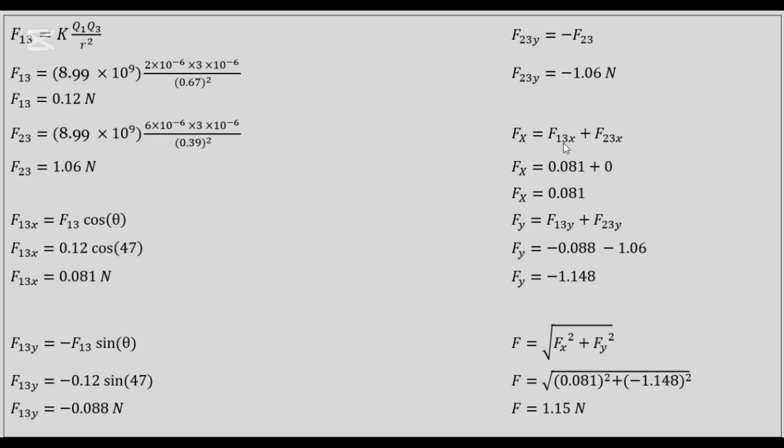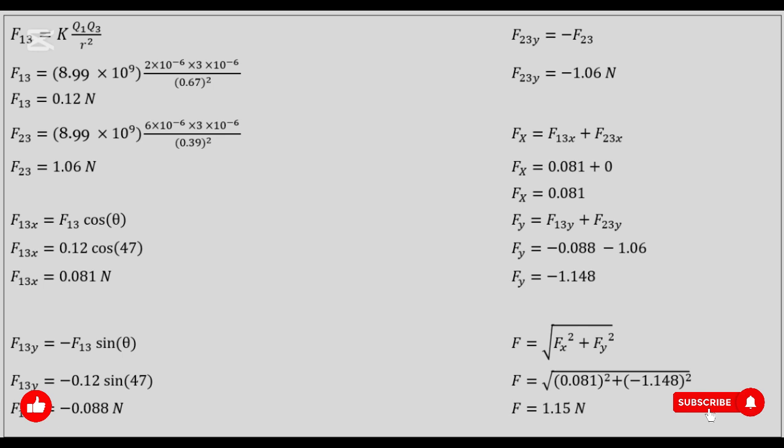So the x component will be equal to F13x plus F23x. We substitute them, F13x, which is 0.081, then F23x, which is equal to 0. We do that substitution, then we get our x component for the force. And after that, the y component of the force, we have F13y plus F23y. We substitute those values, minus 0.088 minus 1.06. Then we get minus 1.148 for Fy. So after that, we resolve the x and y components of the force to get the resultant force.